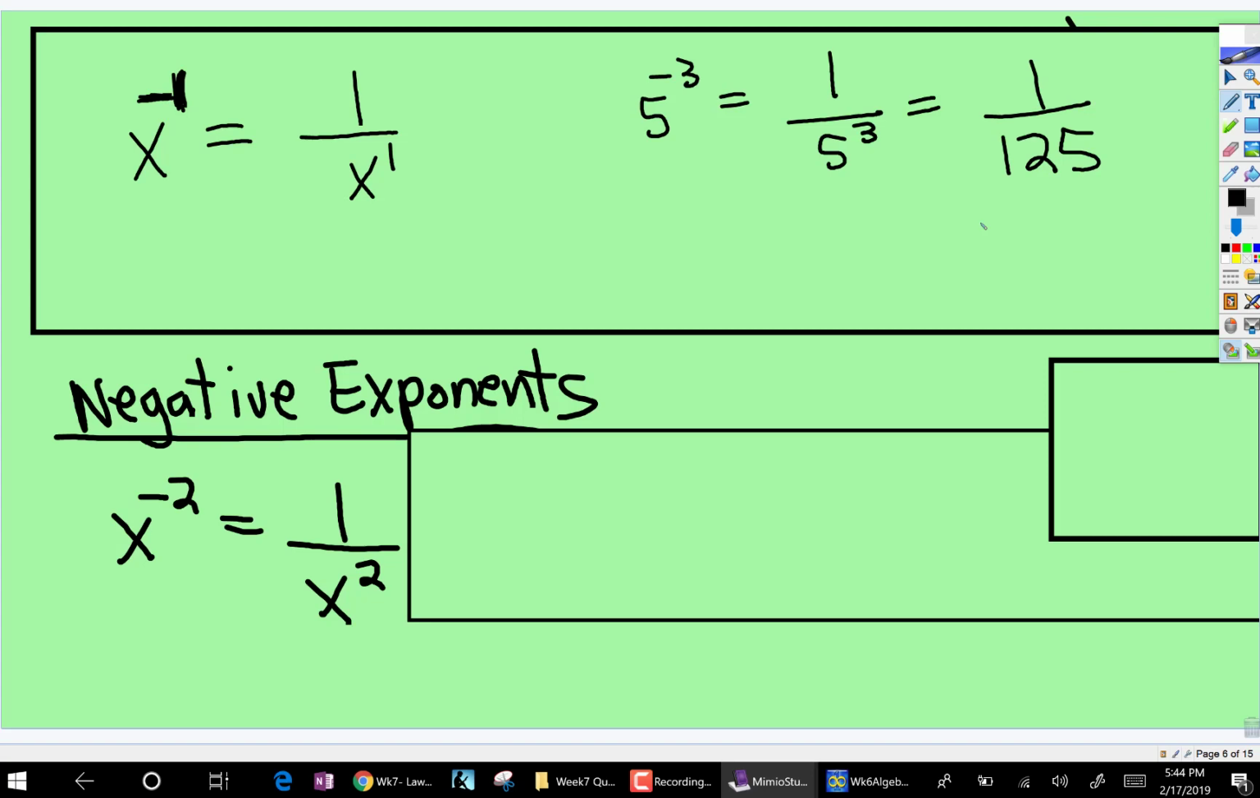So that would become this. All right, that's it for the basics of the law of exponents, and then we're going to talk about scientific notation next.